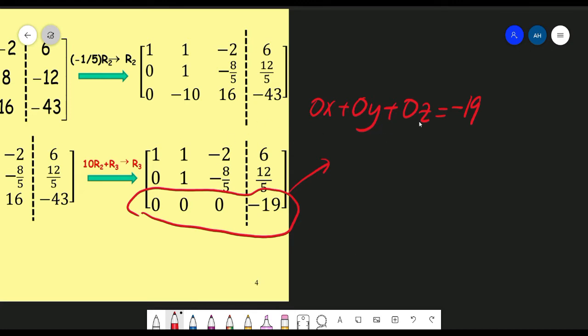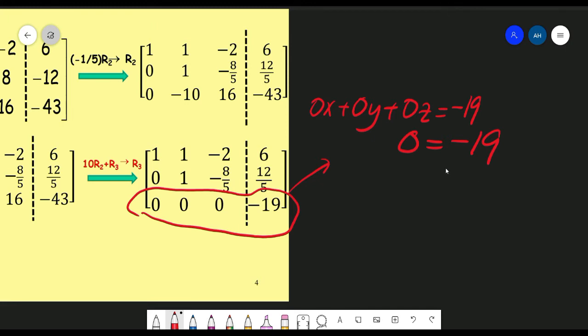Now, let's simplify this equation that we have. 0 times x is 0. 0 times y is also 0. 0 times z is 0. So 0 plus 0 plus 0 are all 0. So 0 equal to negative 19. You see what this equation is telling us? This equation is telling us that 0 is equal to negative 19, which is false. This is not true at all. 0 is not equal to negative 19.